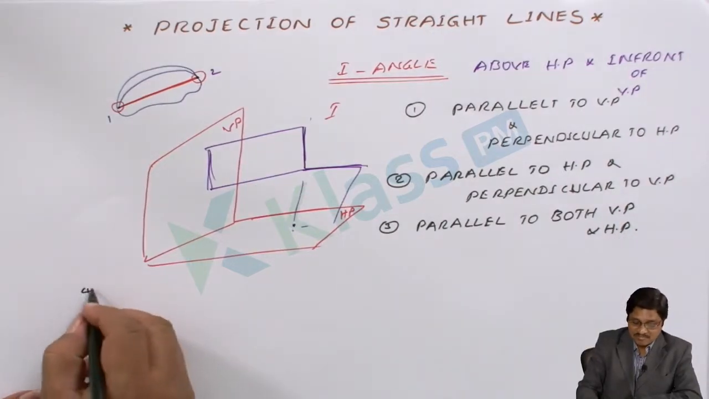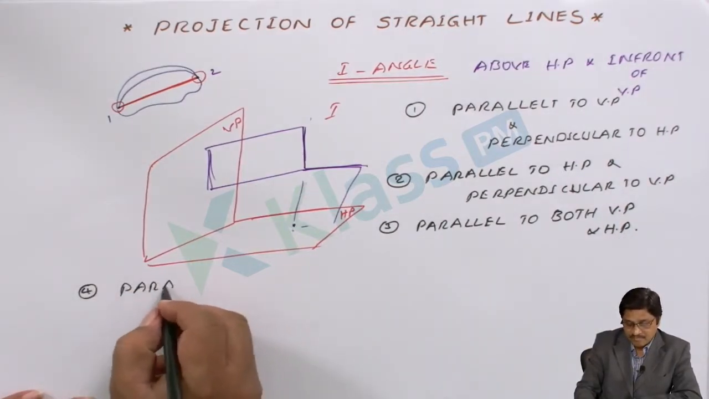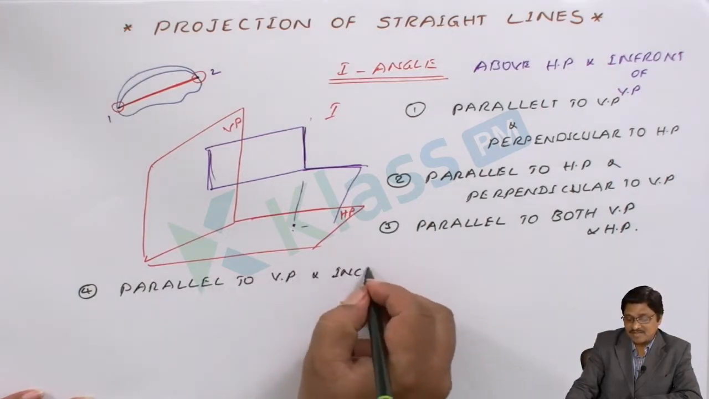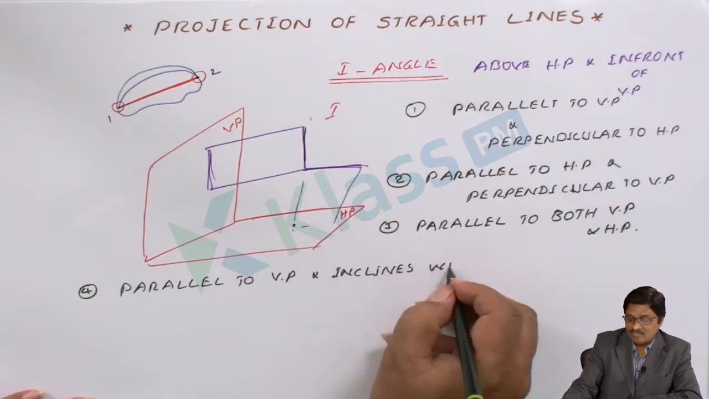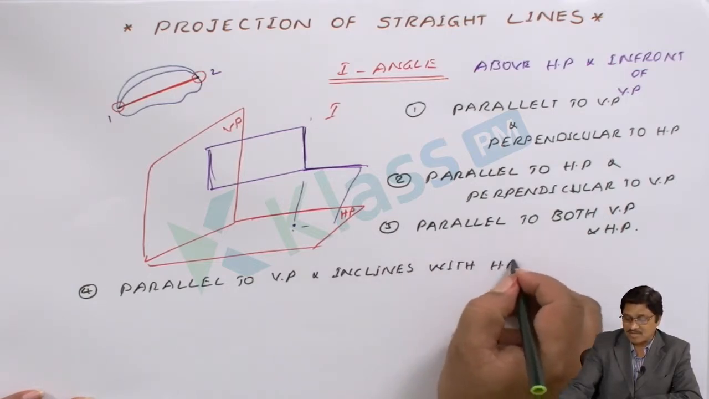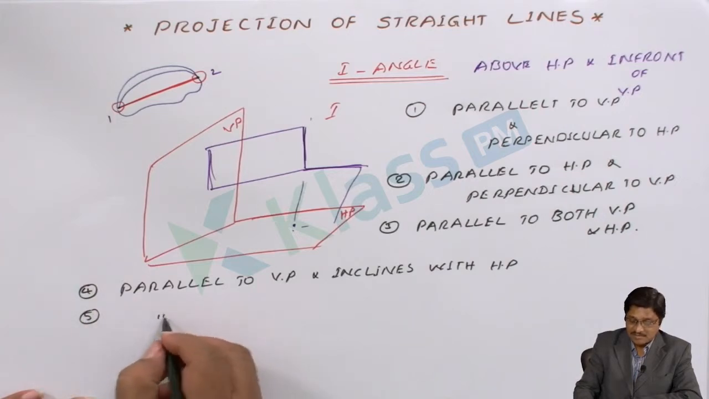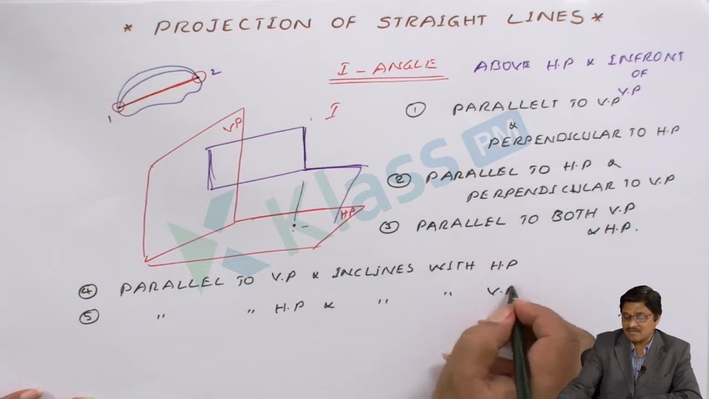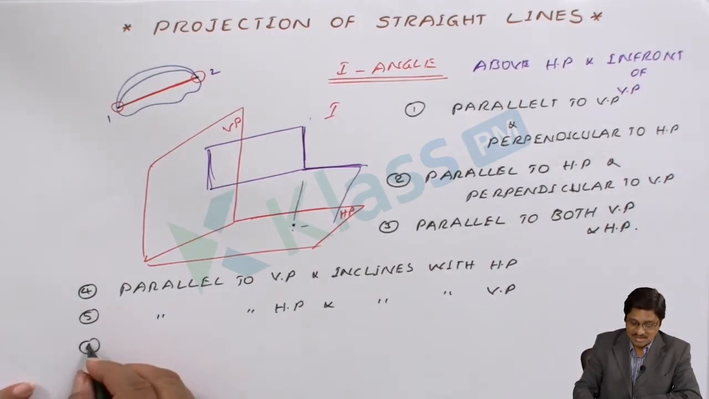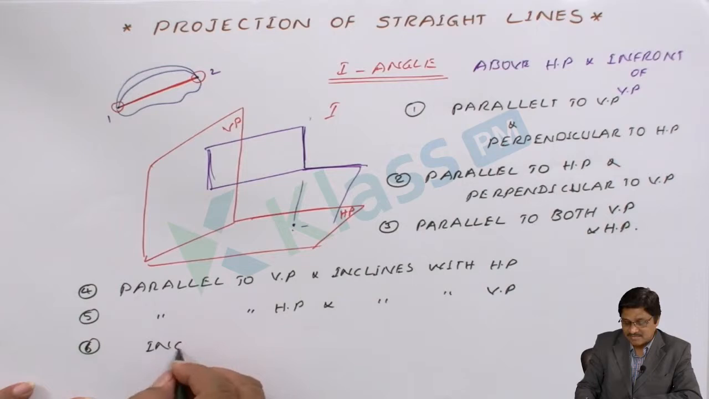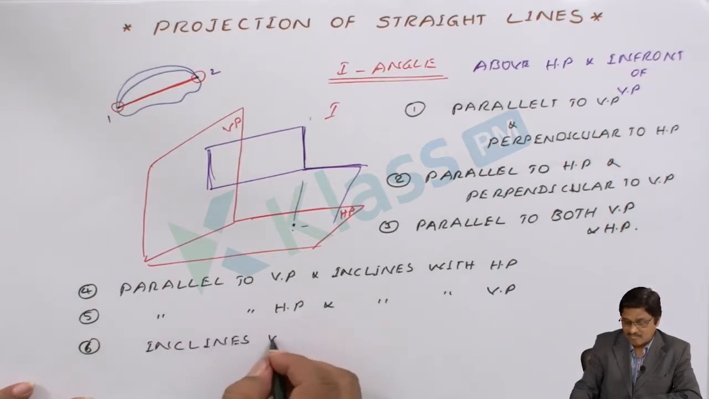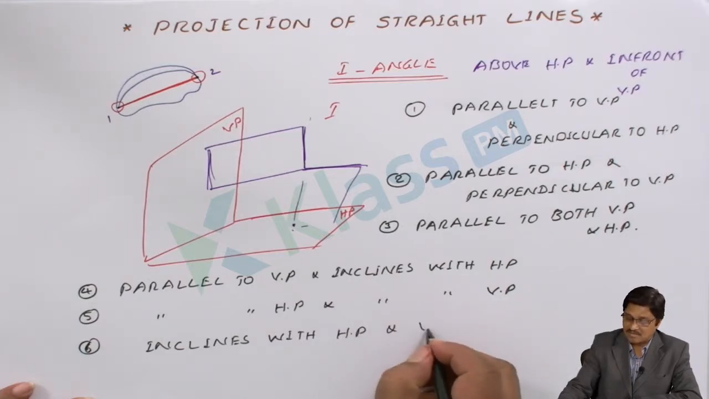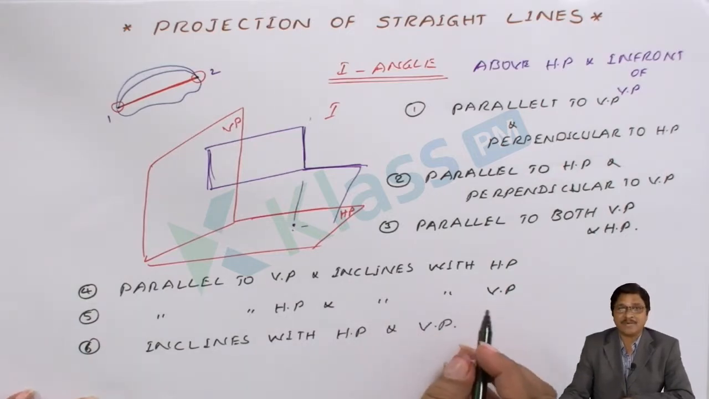Next, fourth, parallel to the vertical plane and inclined with the horizontal plane. Fifth one, parallel to the horizontal plane and inclined with the vertical plane. The sixth and last possibility, inclined with both the horizontal plane and the vertical plane. These are the different possibilities of the position.